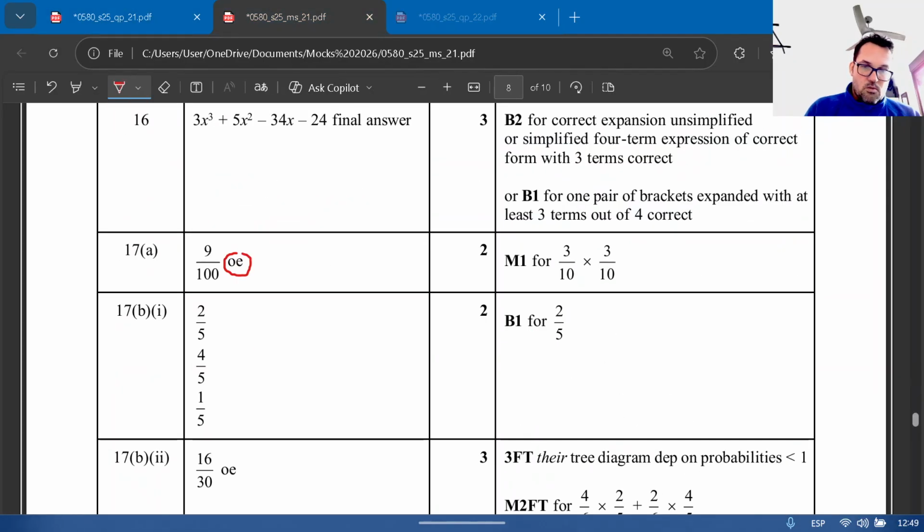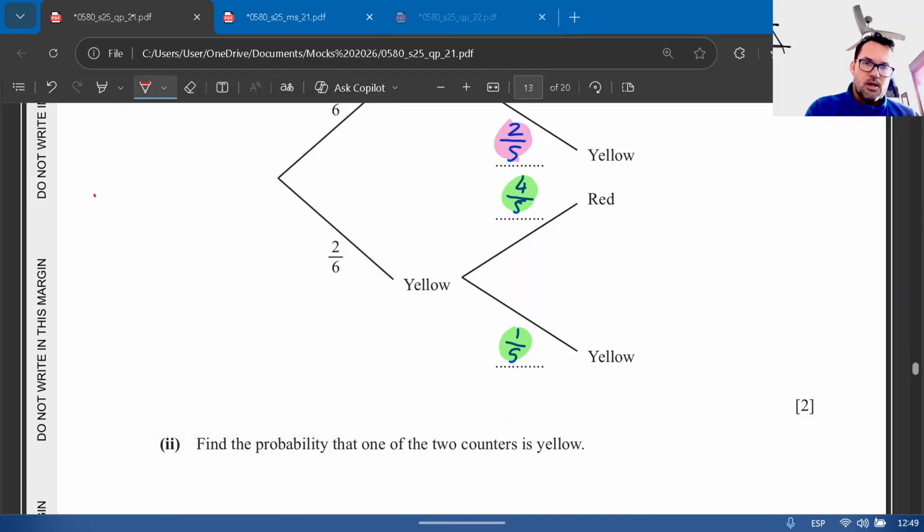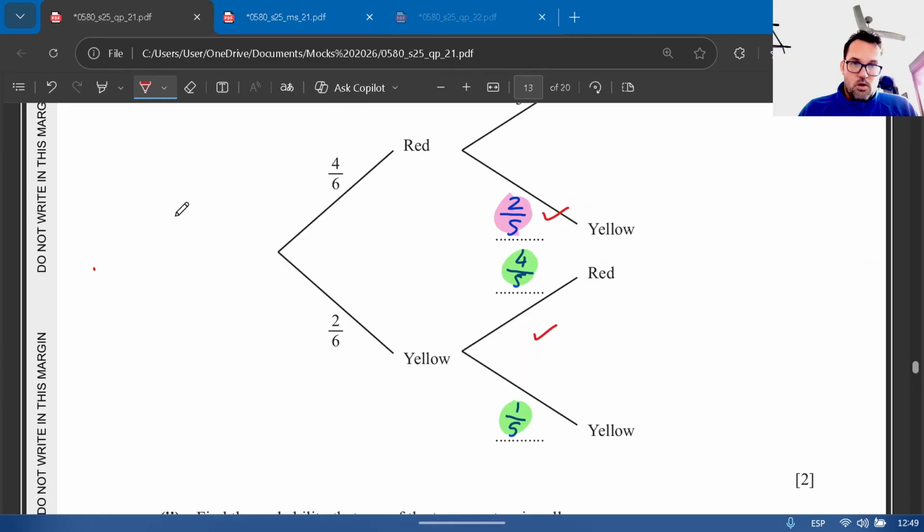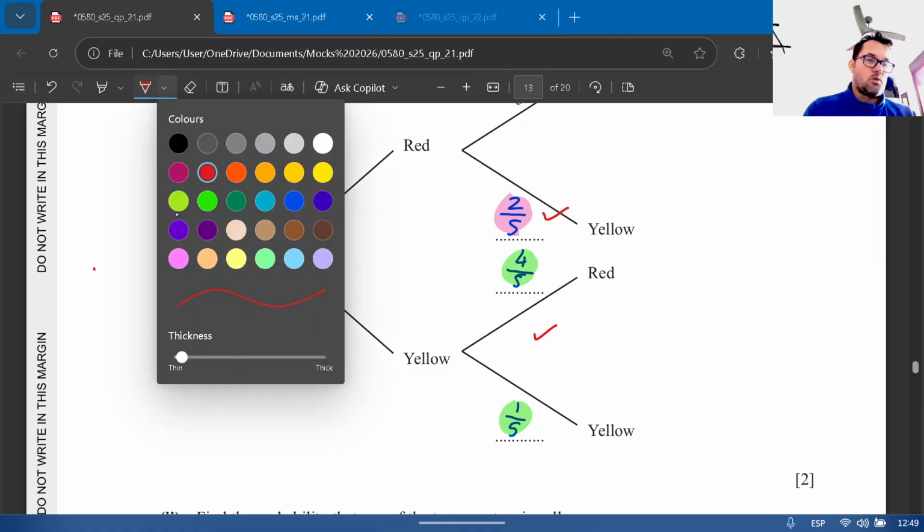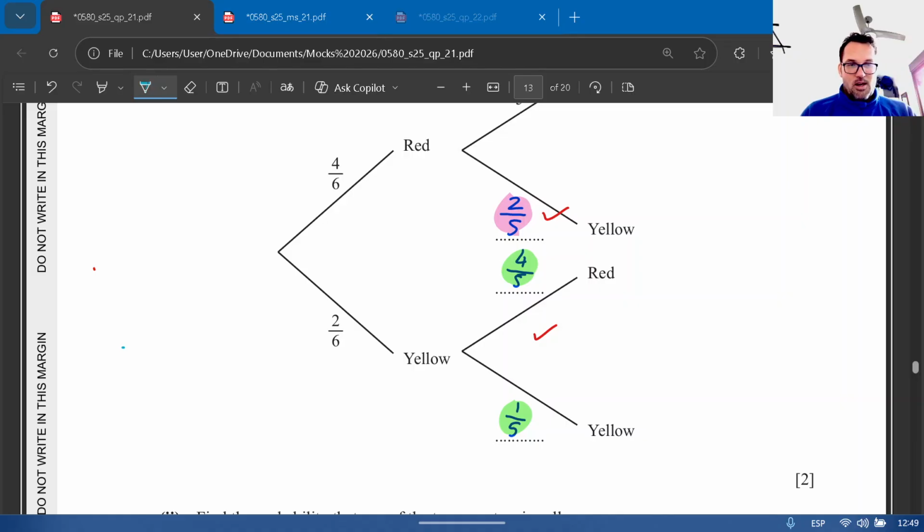That will give you how the marks are awarded. Basically they give you 1 mark for 2/5 and then 1 mark for 4/5 and 1/5. Now, find the probability that one of the 2 counters is yellow. Only 1. So what are the possible routes we can take here? One of them is yellow, which means you pick a yellow one and then a red one. So this is the probability of getting a yellow and then a red.